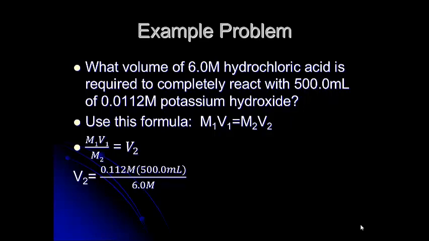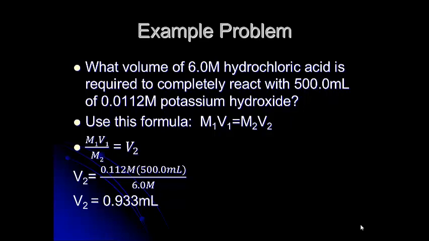You can see I've made a mistake in the formula. It should be 0.0112 molar times 500 milliliters divided by 6 molar. And you can see that those big M's will cancel, and you'll be left with milliliters for your unit. And you should end up with 0.933 milliliters. Remember to try this on your calculator so you know that you're getting it correct. You would multiply 0.0112 and 500 and then divide by 6.